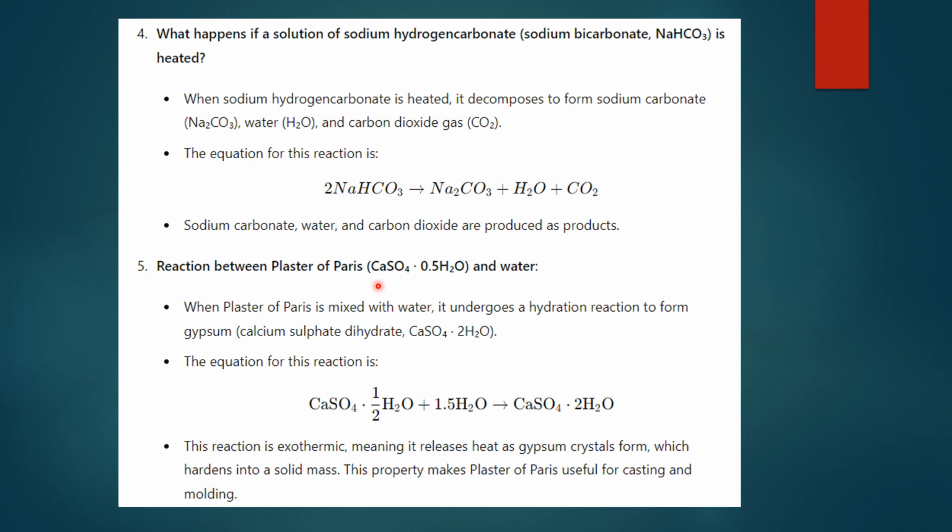Next is the reaction between plaster of Paris and water. This is a very important reaction. So this we studied right now. So this lecture is very important from exam point of view. All the equations involved, terminologies, everything, please learn for your exam. And watch this lecture again and again in order to clarify your concepts.